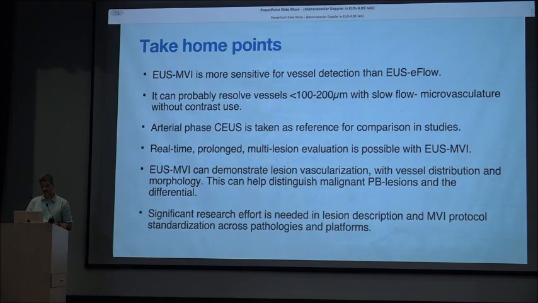So, sorry, the take-home points, I'm still in time, is that EUS microvascular imaging is more sensitive for vessel detection than EUS E-flow, which till now was the most sensitive modality. It can probably resolve vessels less than 100 to 200 micrometers with slow flow. This is microvasculature without contrast injection. How do we interpret it? We refer to the arterial phase CEUS as reference for comparison in studies, but we are still learning this.